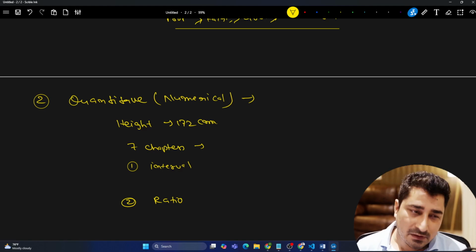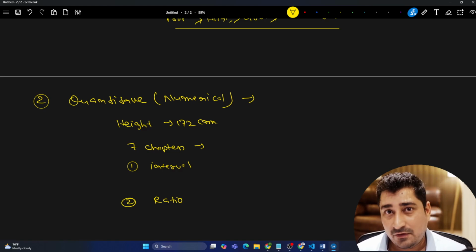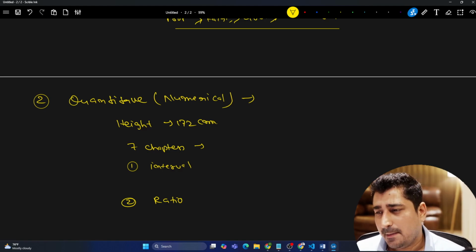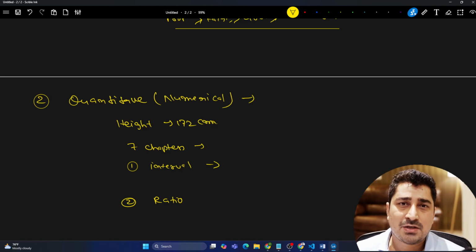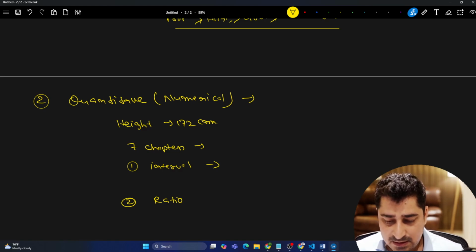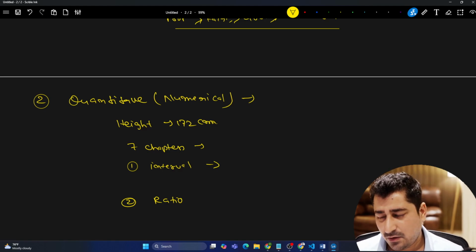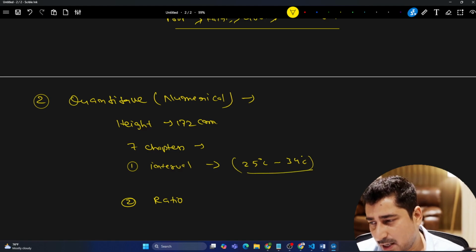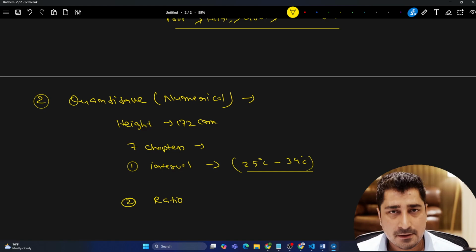So when we say interval of the data, what is the meaning of an interval? If I ask you the question, what was the temperature today? You will not say that the temperature was 32 degrees centigrade or maybe 34 degrees centigrade. You will say that the temperature was somewhere between 25 degrees centigrade to maybe 34 degrees centigrade. So you are talking about an interval over here.